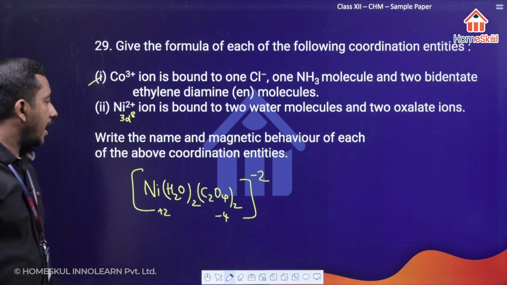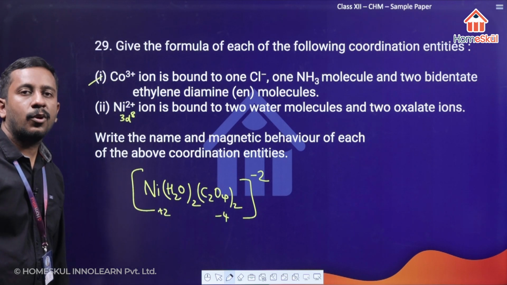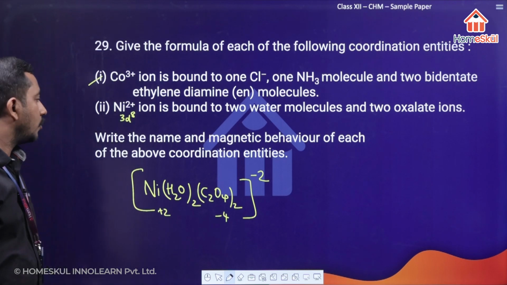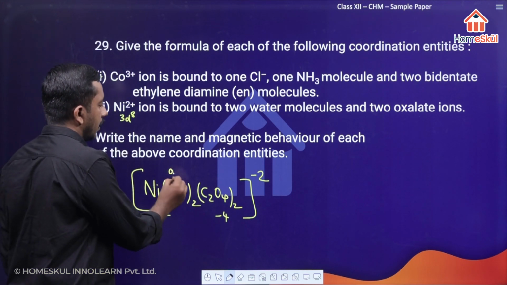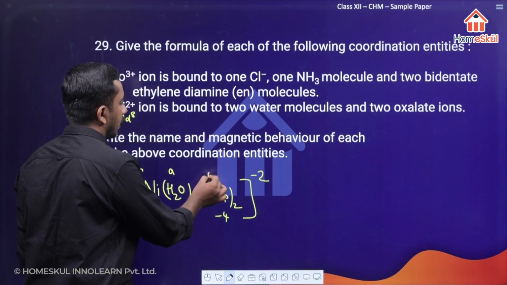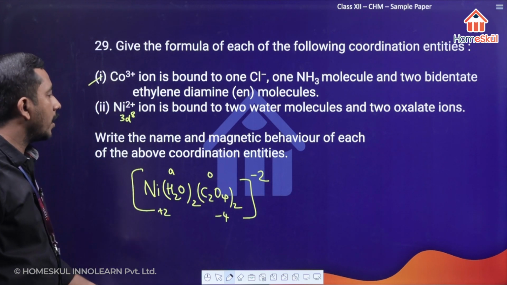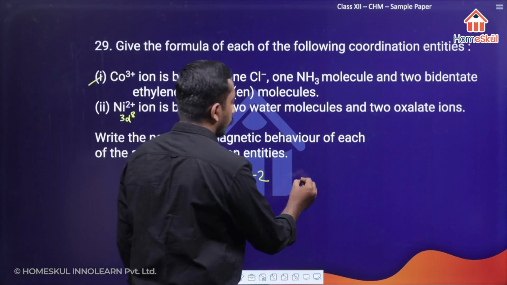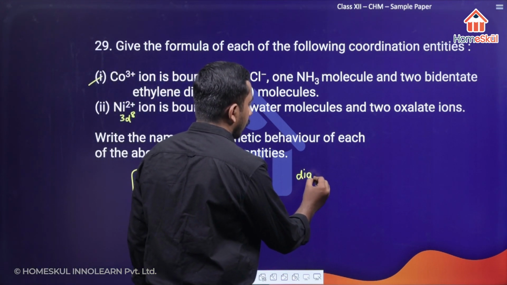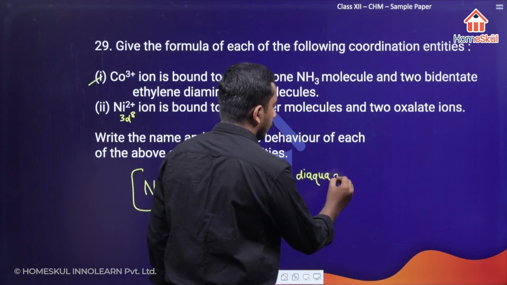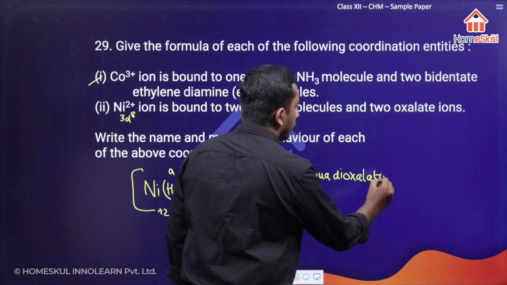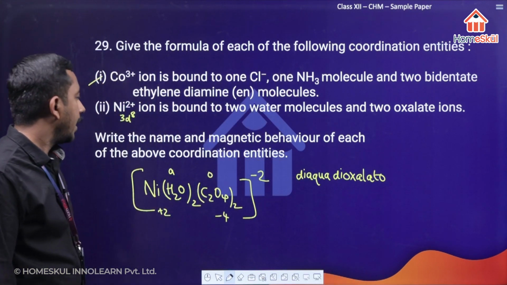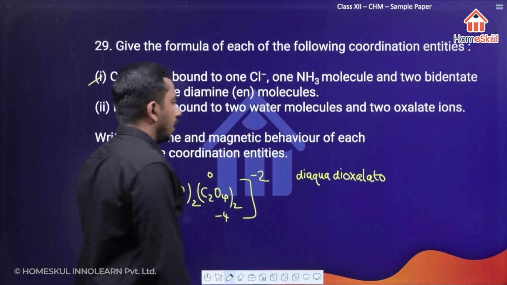So this is an anionic complex, so its name is going to end in -ate. Right. So we can now give the name to this compound. So this is aqua starting with A, and this is oxalato starting with O. Right. So two water and two oxalate. So it will be diaqua, dioxalato. So the ligands are done, and nickel 2 plus.